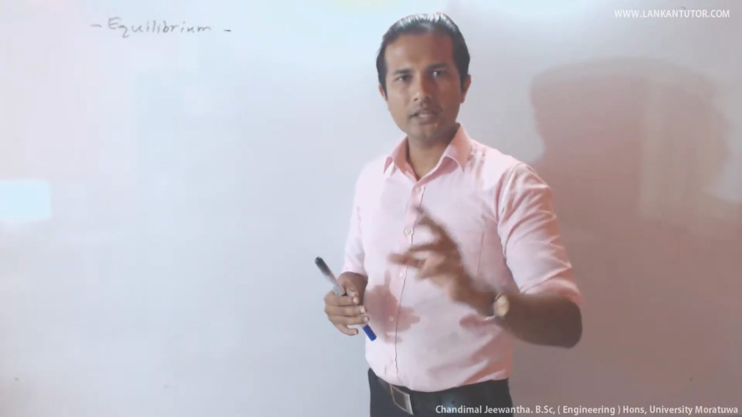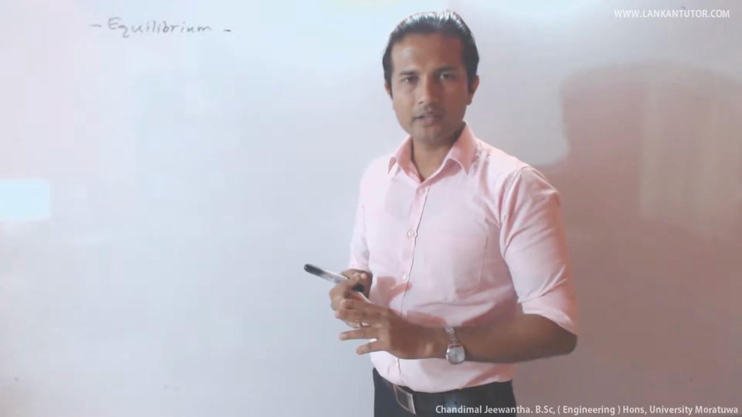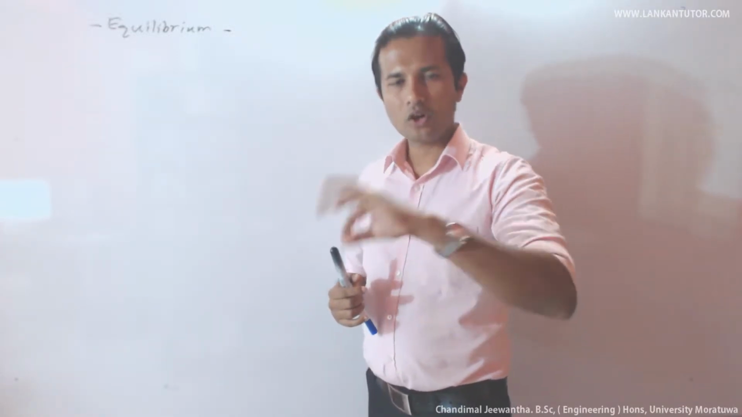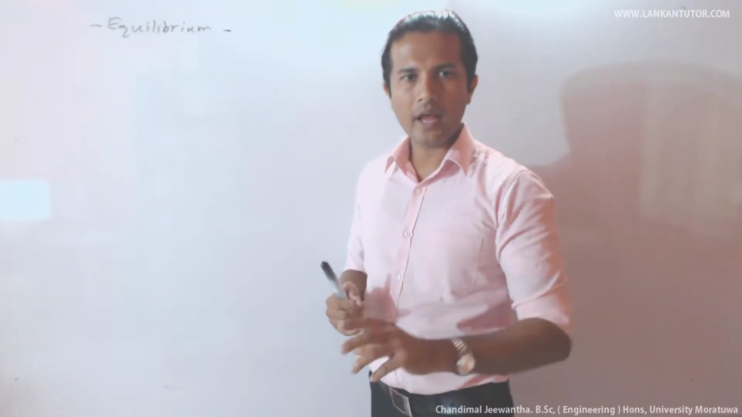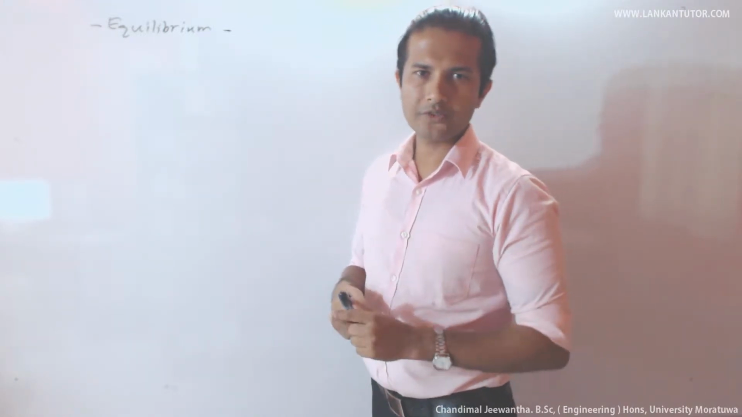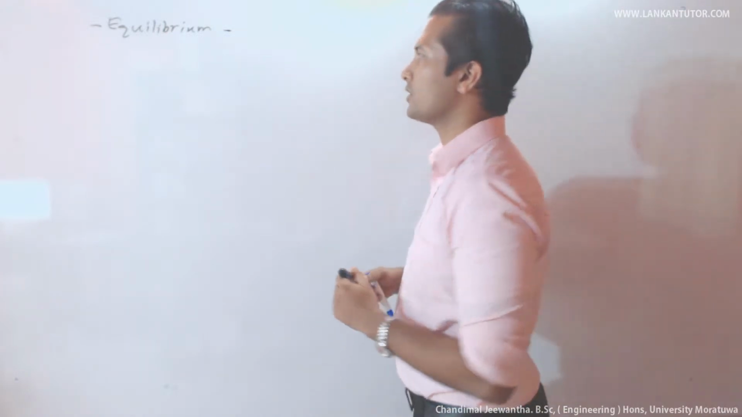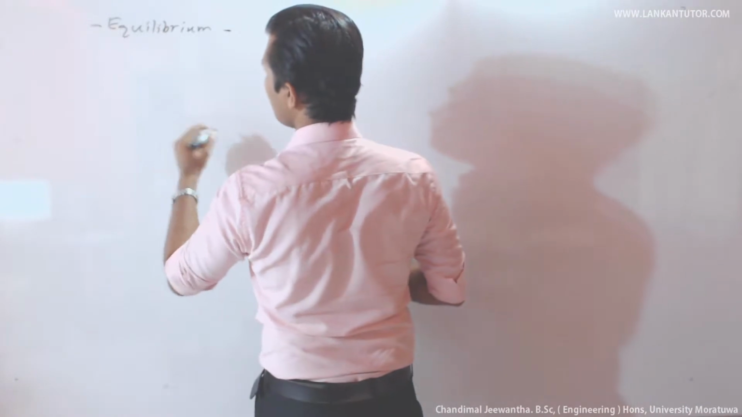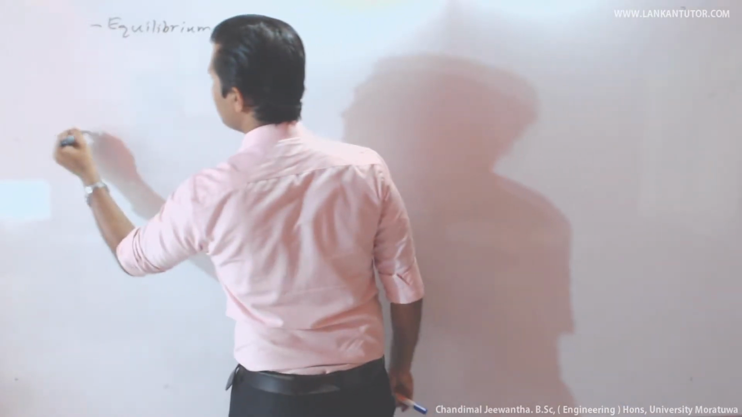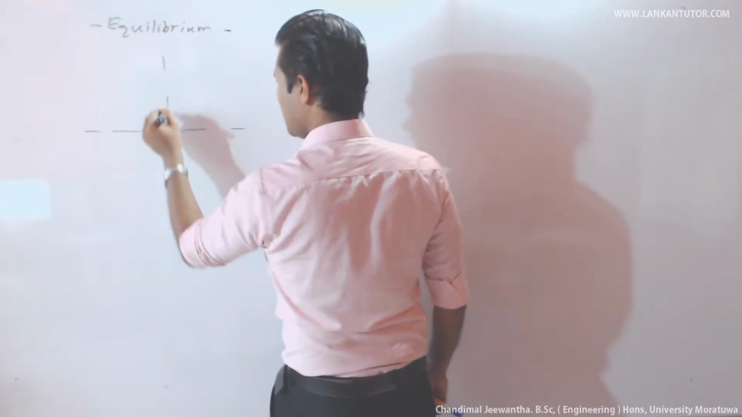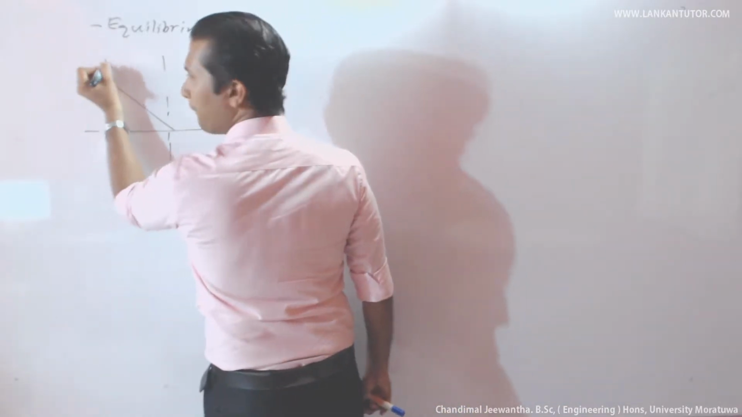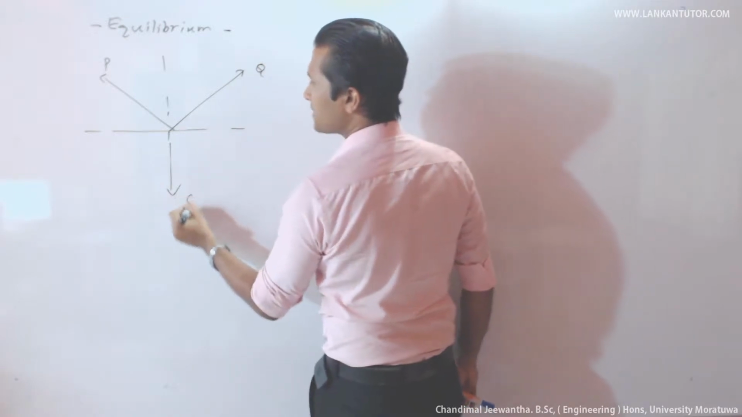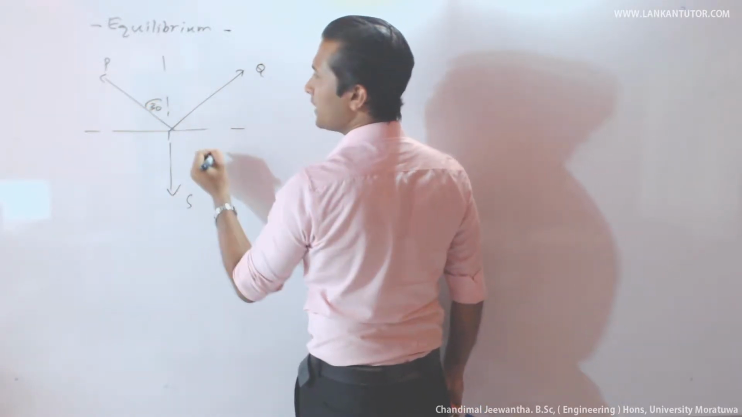And the other thing is, when taking moments around any point, the clockwise moment and anti-clockwise moment should be equal to each other. Okay, let's move on to this example. So you are given P, Q and S. This is given as 30.